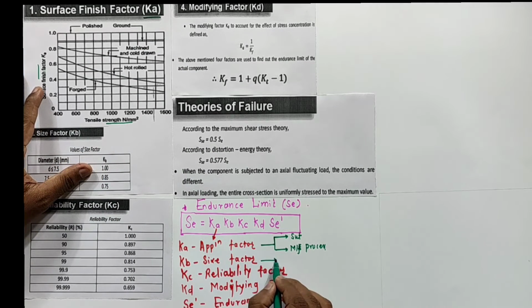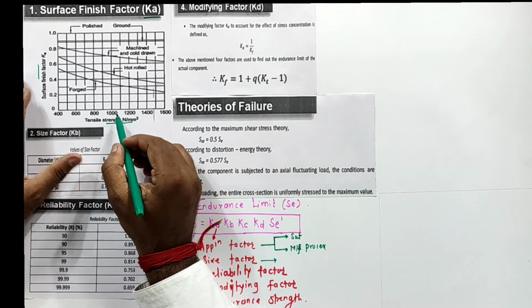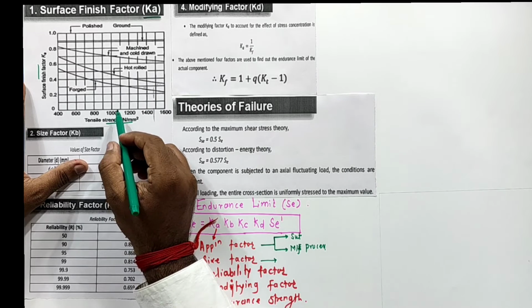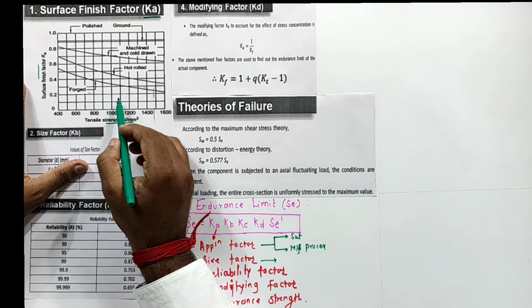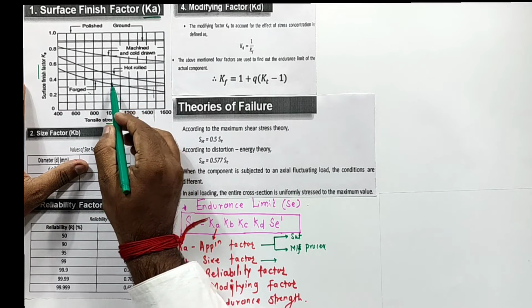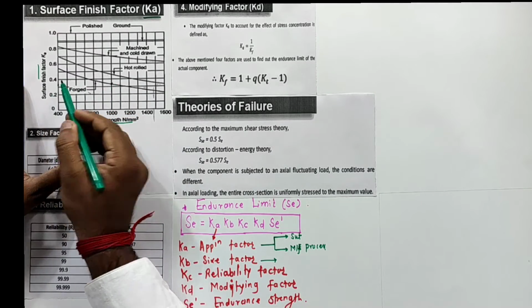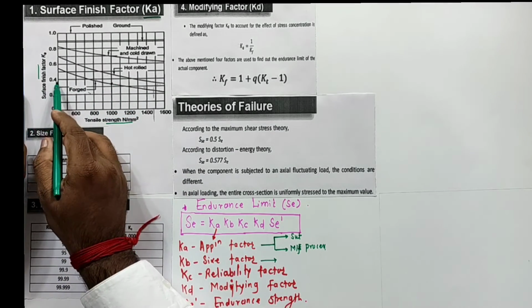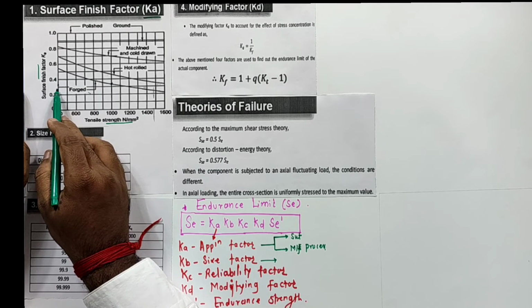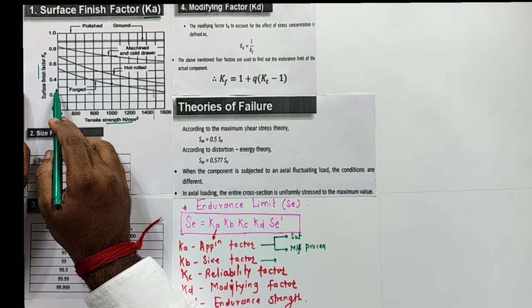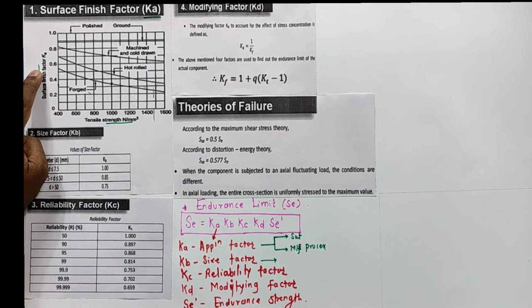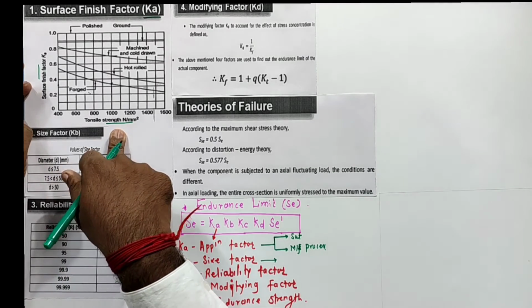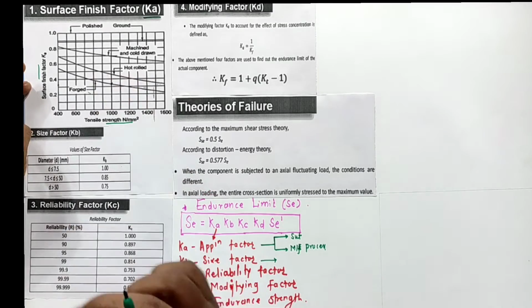I'll quote one example. Suppose SUT, ultimate tensile strength, is 1000 and the forging process we have used. So I'll get this point. If I move across, I get a value situated between 0.2 and 0.4, the middle one being 0.3, so I can say 0.32. Correct? That will be the value of KA. This is for KA, very important. Two factors: SUT, ultimate tensile strength, and the manufacturing process.